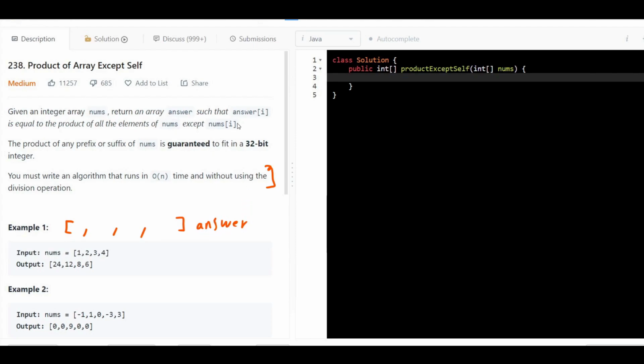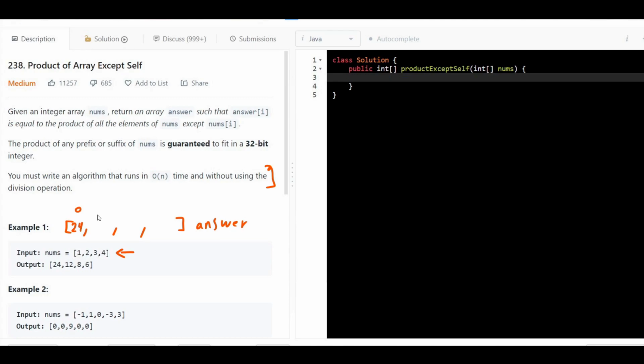Now they are saying that answer at index I is equal to the product of all the elements of nums except at index I. So let's start at index 0. Let's go to nums and multiply all the numbers except the number at index 0. Let's cover out the 1. So 2 times 3 is 6, 6 times 4 is 24.